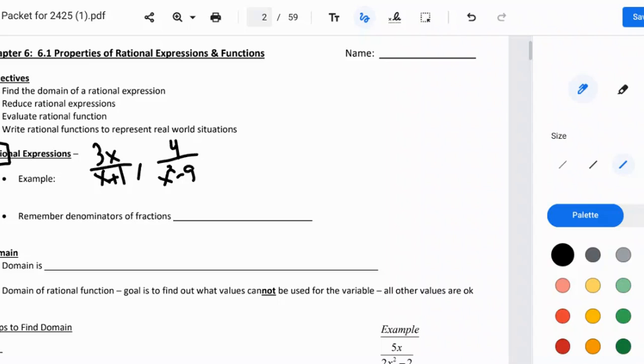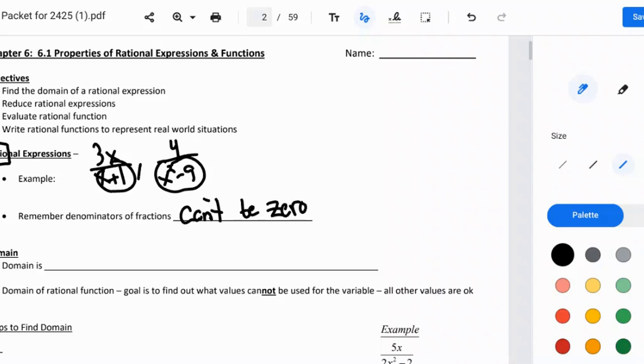So it says remember denominators of these rational expressions. The denominator is the bottom. So this bottom and this bottom right here cannot be 0. That's what you want to write here, because that's going to go right into our domain issue.